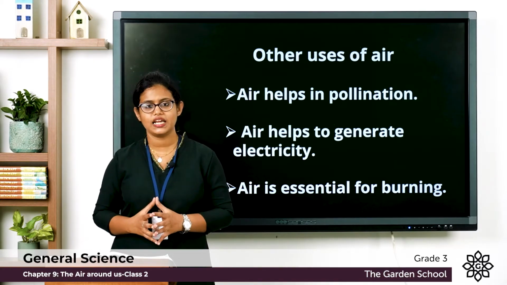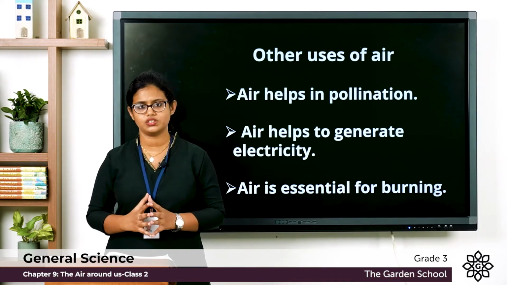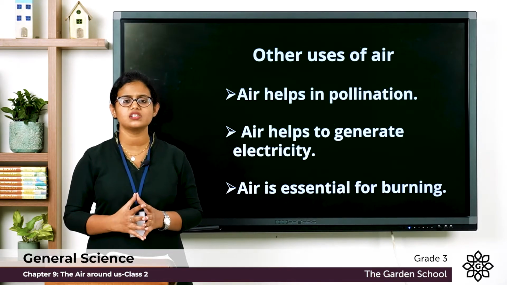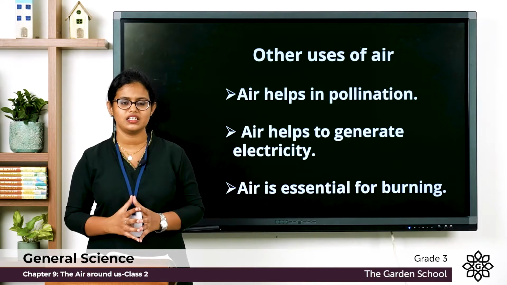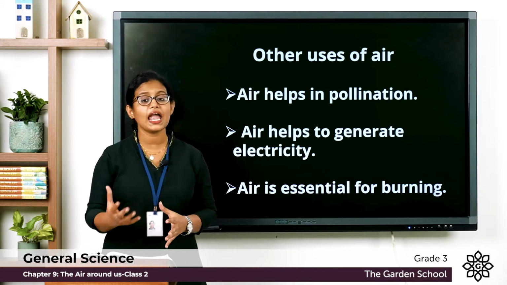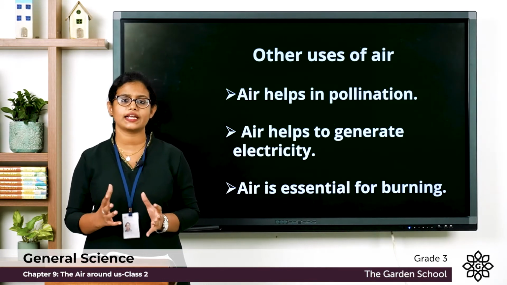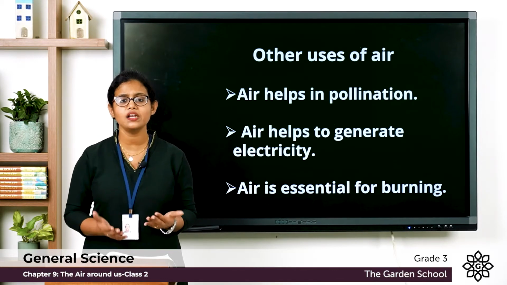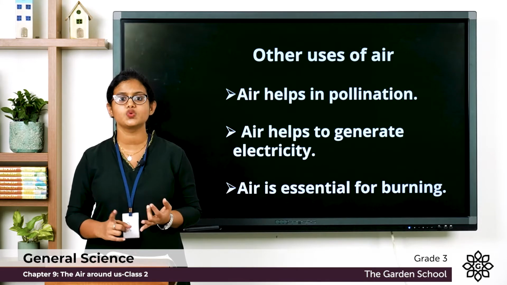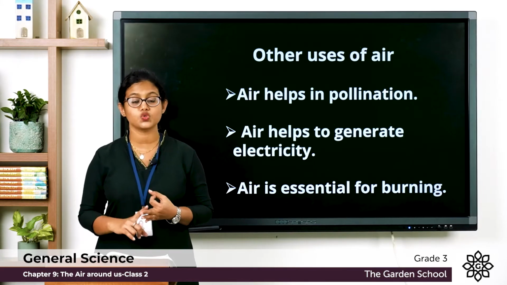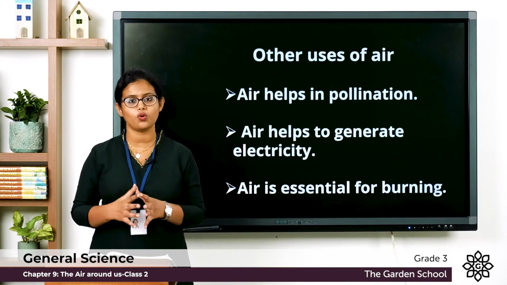First one, air helps in pollination. So pollen grains are carried by wind to different places. Then see the second one, air helps to generate electricity. So wind helps windmills to generate electricity, to pump water, and to grind wheat and corn.